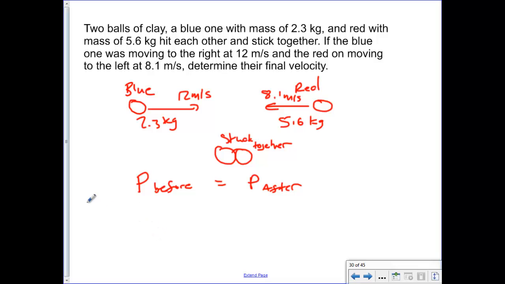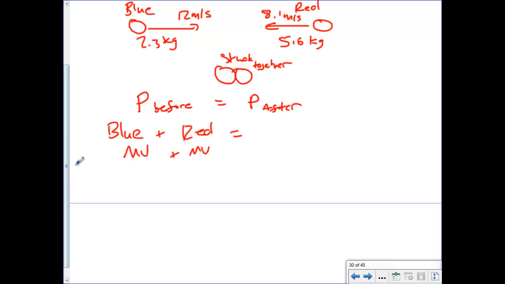So who do we have for momentum before? Well, we have the blue one, so I can do mass times velocity for the blue one. And then the red one, I can do mass times velocity for that one. What about afterwards, though? Are they still separate? So why don't I call them blue-red. They're stuck together now. Sure, let's go with that. That makes more sense. It's more clever than what I said.